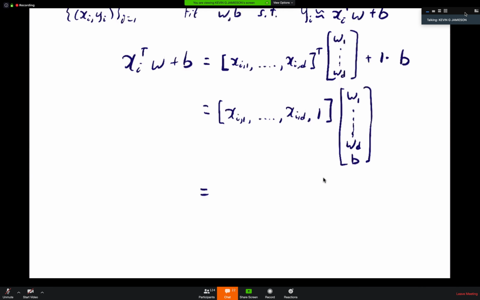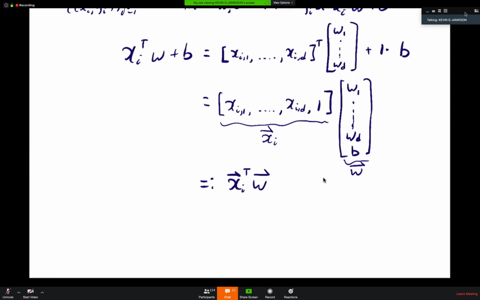And then I can define this as a new transformed version. We're defining this as x_i transpose, and I'll call this w, like that. And now what I see is that I basically become linear again, which is really nice because we know how to do that.